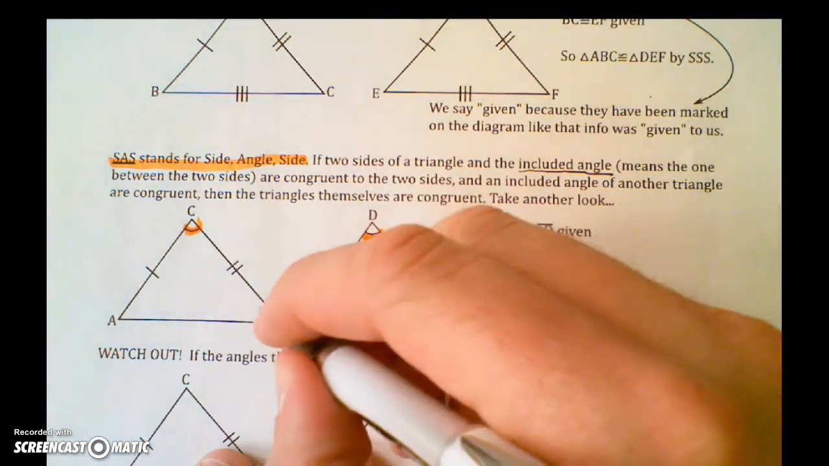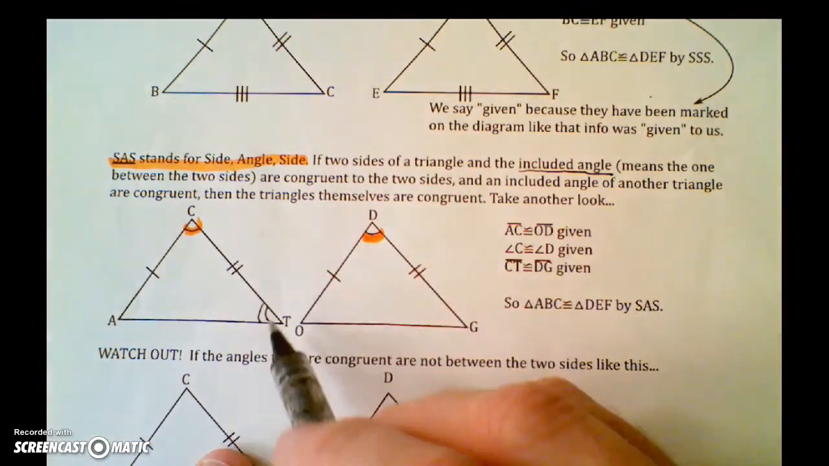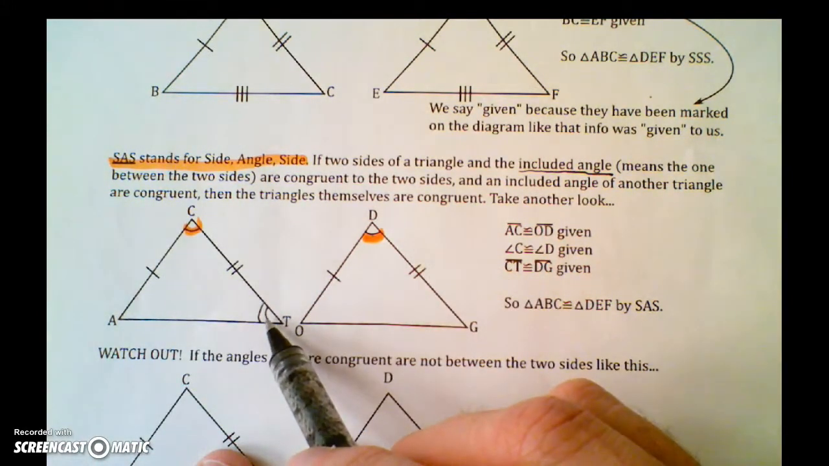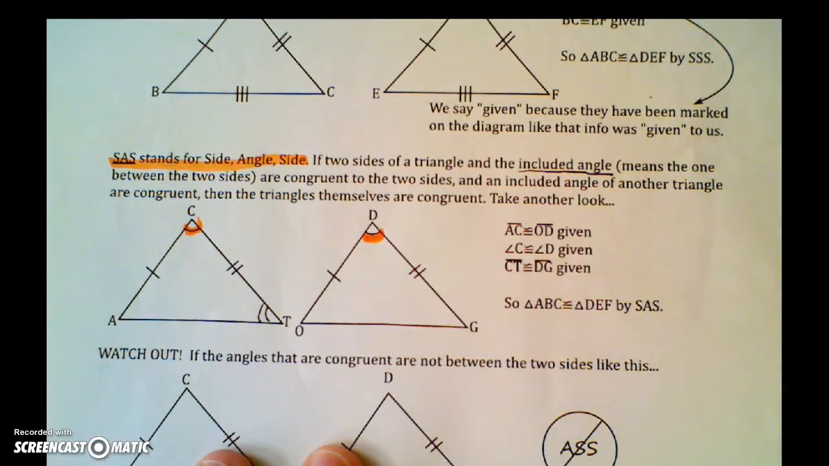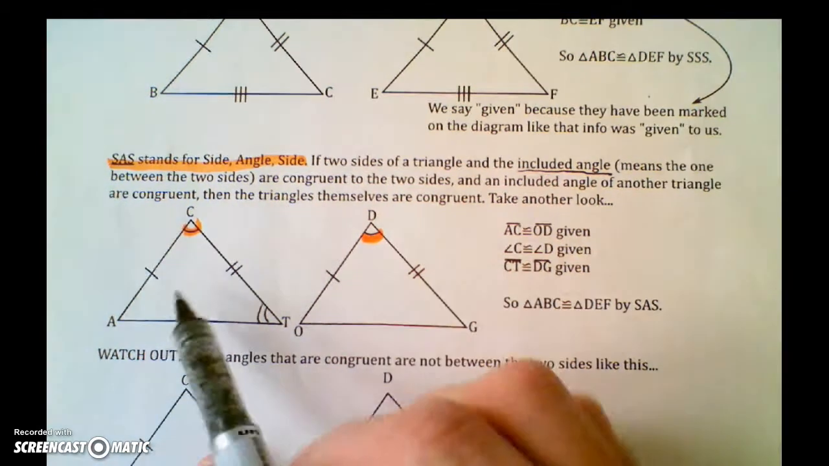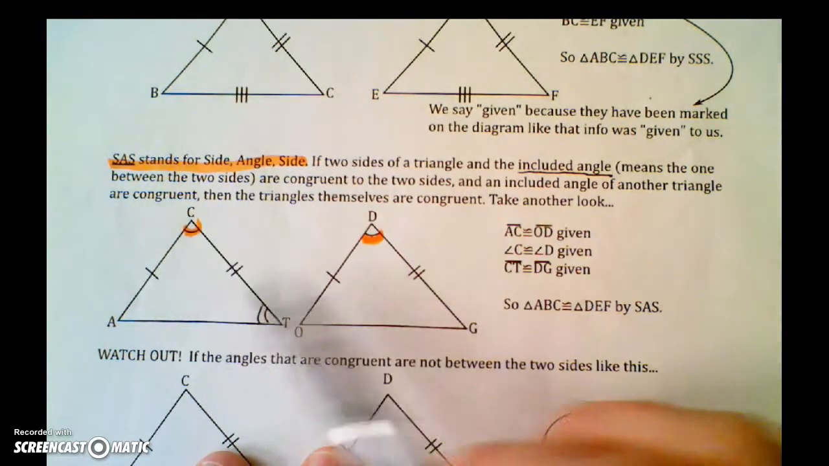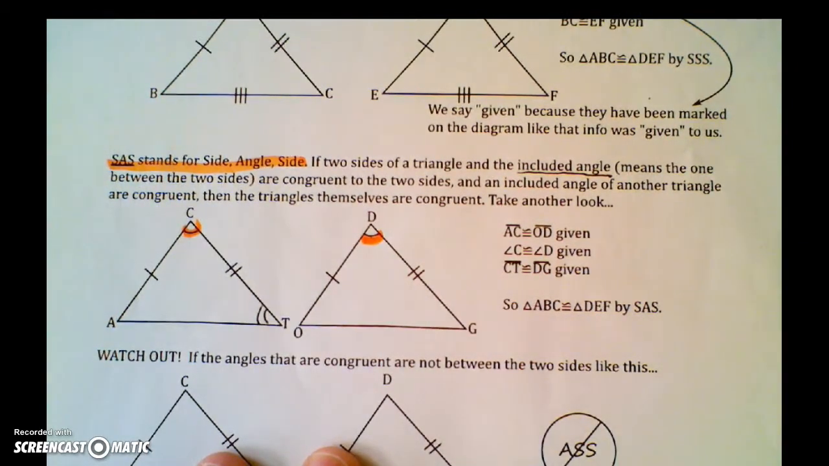For example, angle T over here is not between the two congruent sides. We wouldn't say this is an included angle. So if you have that information with a side, angle, and a side, you can prove that two triangles are congruent, or the same size and same shape.